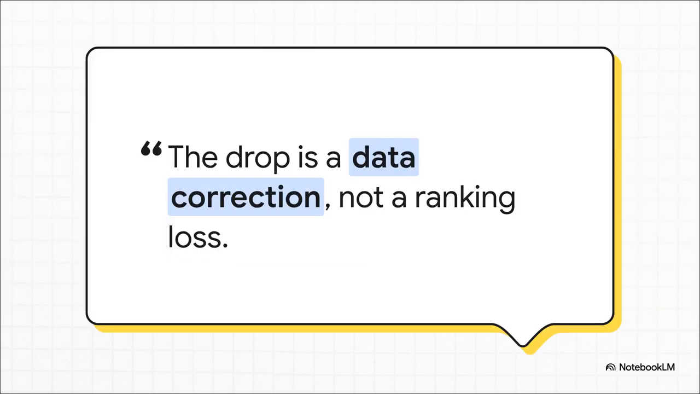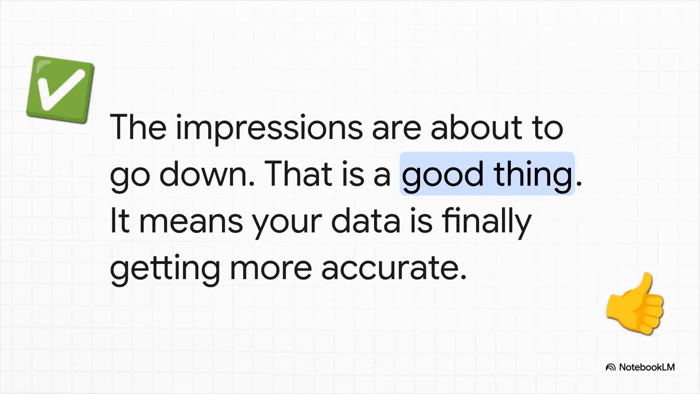This right here is the single most important sentence you need to memorize. When your boss or your client sees the impression numbers suddenly fall off a cliff, you need to be able to tell them with complete confidence, this is a data correction, not a performance catastrophe. So as you see these numbers shift, you have to remember, this is not a sign that you failed. This is a return to reality. A drop in impressions in the coming weeks means your data is finally getting more accurate, and that, my friends, is always a good thing.